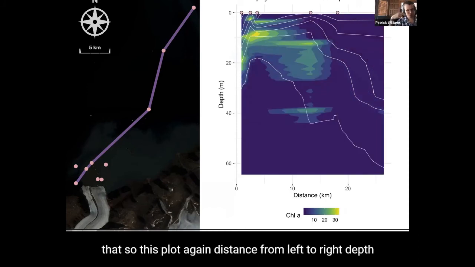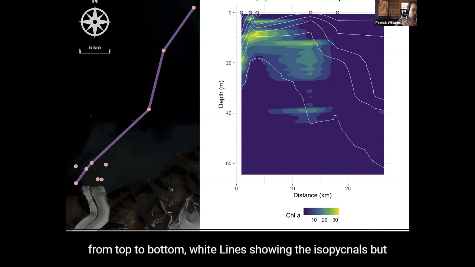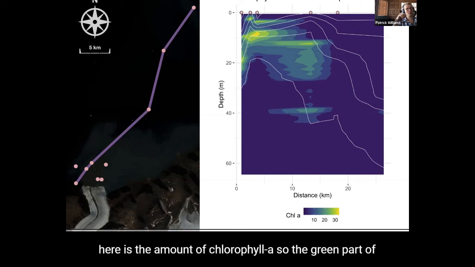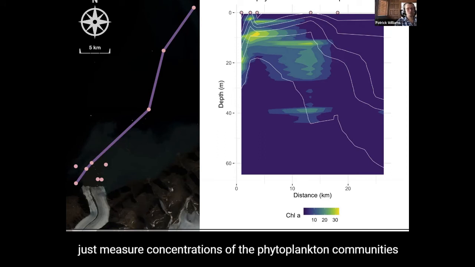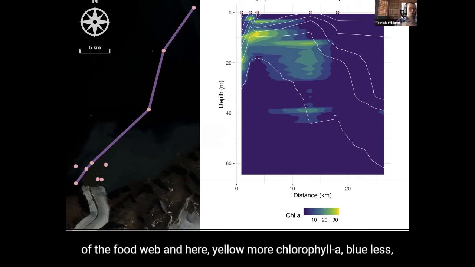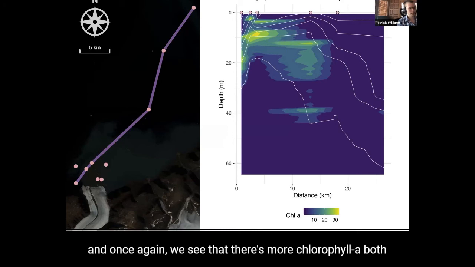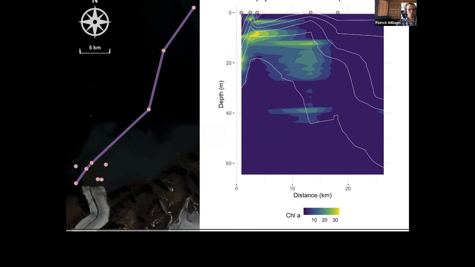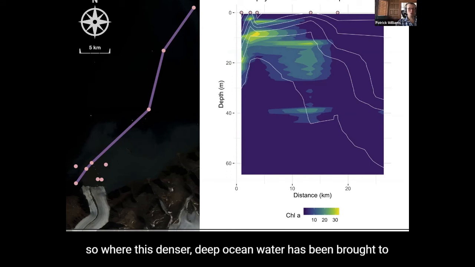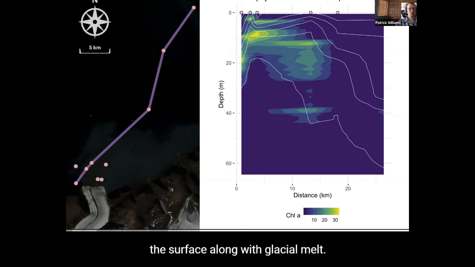So this plot, again, distance from left to right, depth from top to bottom, white lines showing the isopycnals. But here color is the amount of chlorophyll A, the green part of phytoplankton. We can use chlorophyll A as a proxy to measure concentrations of the phytoplankton communities in the water column, these organisms right at the base of the food web. Here, yellow is more chlorophyll A, blue, less. And once again, we see that there's more chlorophyll A both near the terminus of Sphere Drop, but also in this area of upwelling, in this area of upsloping isopycnals. So where this denser deep ocean water has been brought to the surface along with glacial melt.